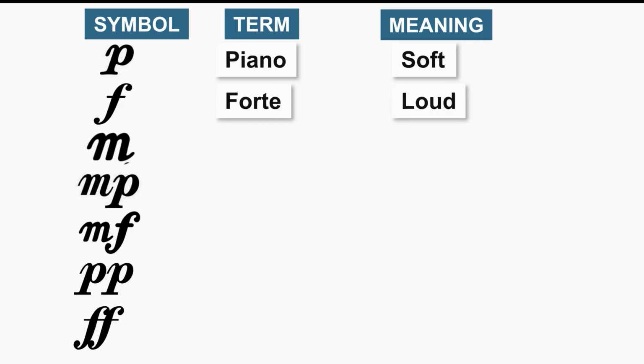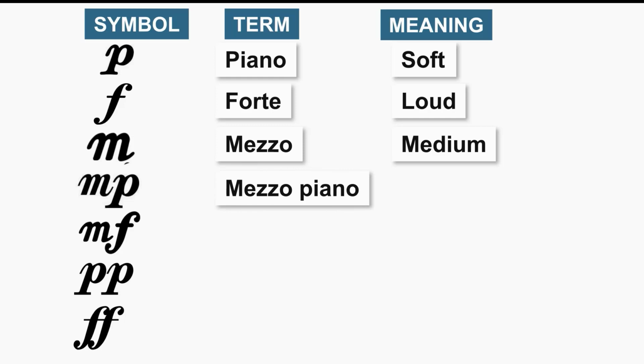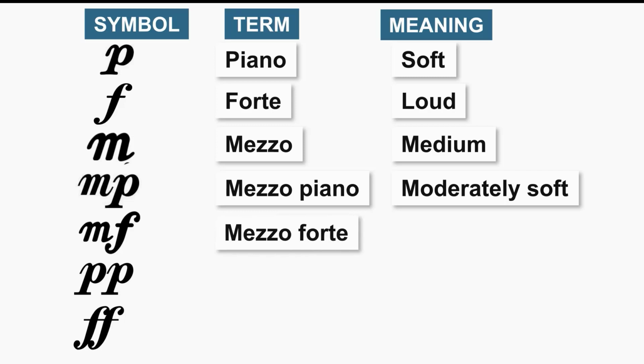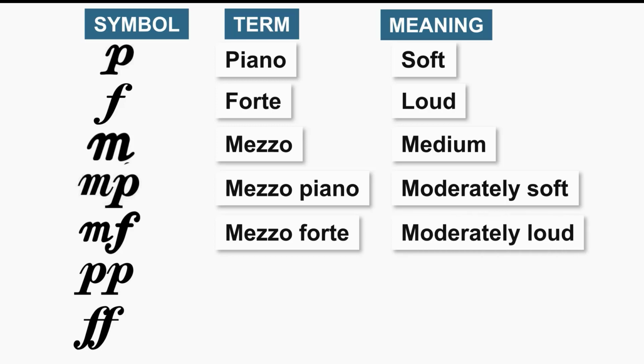On the symbol, we have M. The term is mezzo, and the meaning is medium. On the symbol, we have MP. The term is mezzo piano, and the meaning is moderately soft. On the symbol, we have MF, and the term is mezzo forte. The meaning is moderately loud.